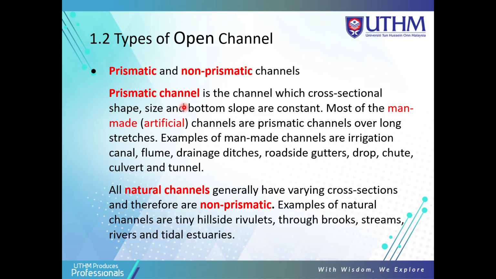All natural channels generally have varying cross sections and therefore are non-prismatic. Actually, all natural channels are non-prismatic. Examples of natural channels are tiny hillside rivulets, brooks, streams, rivers, and tidal estuaries. So these are non-prismatic.